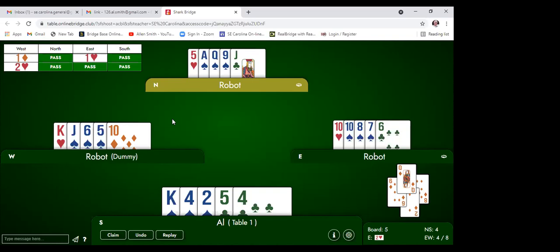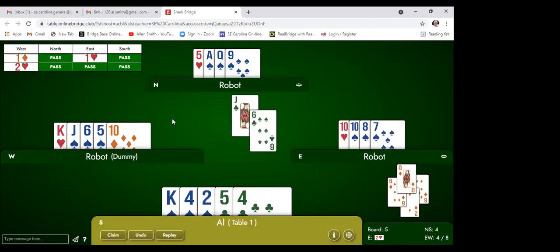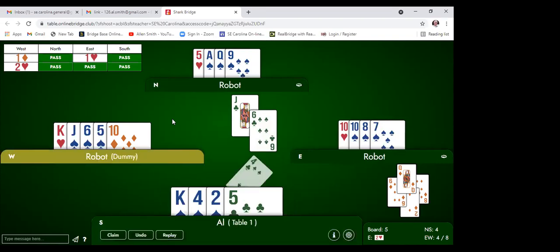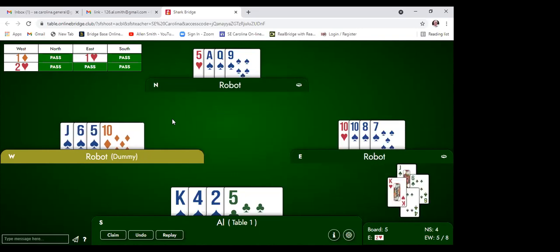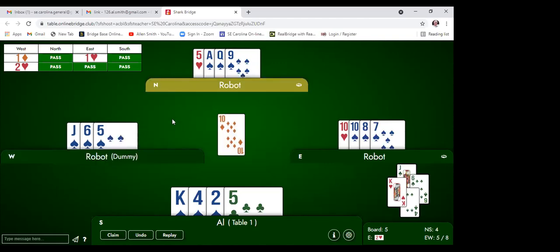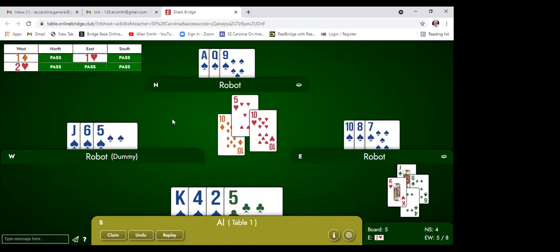Now my partner, being a really nasty fellow, leads the jack of clubs. And lo and behold, in order to take that trick, the declarer has to ruff it with the king of hearts. And now he says, I'm going to cash my good 10 of diamonds, and my nasty partner now trumps it. Okay, and he overruffs it, and we throw away the 5 of clubs.